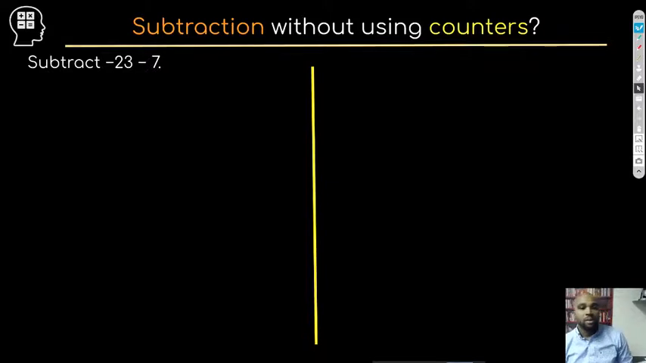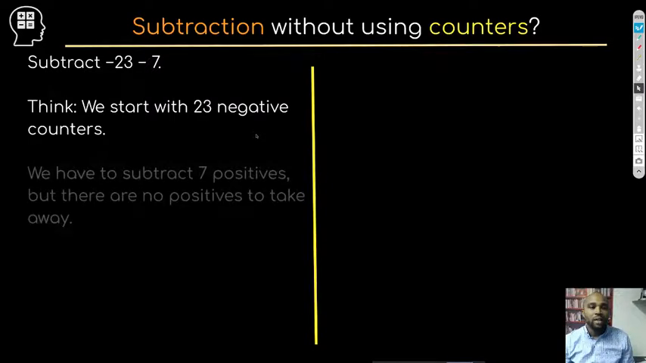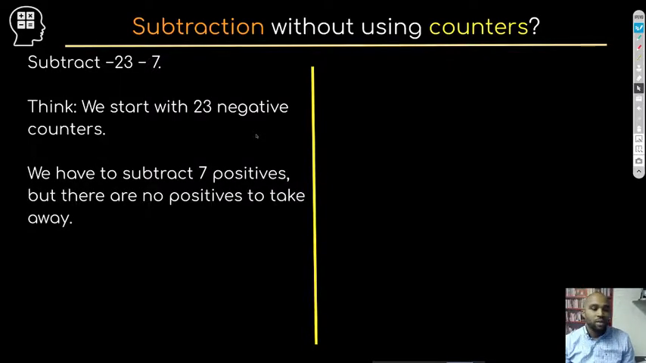Negative 23 minus 7. What's the answer to that? How would you think about that with counters? Well, if I thought about that with counters, I would think, we start with 23 negative counters. So I've got these negative 23 counters in my head that's on my screen. And then I take away 7 of them. Well, I just get rid of 7 of them.